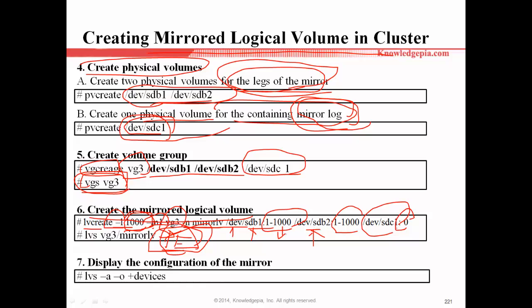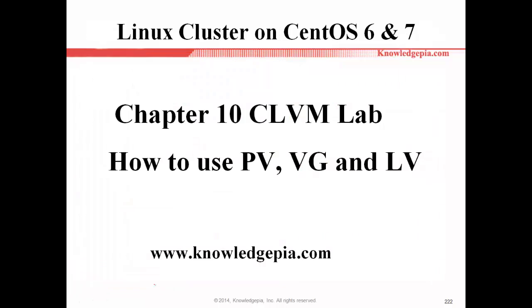This means the number of physical extents. I already told you one extent has 4 megabytes. So if we have 1000 extents, it will be 4 gigabytes. So 4 gigabytes will be created to save the mirroring data. And number 7 displays the configuration of the mirror. Then we can use this command: lvs -o +devices.